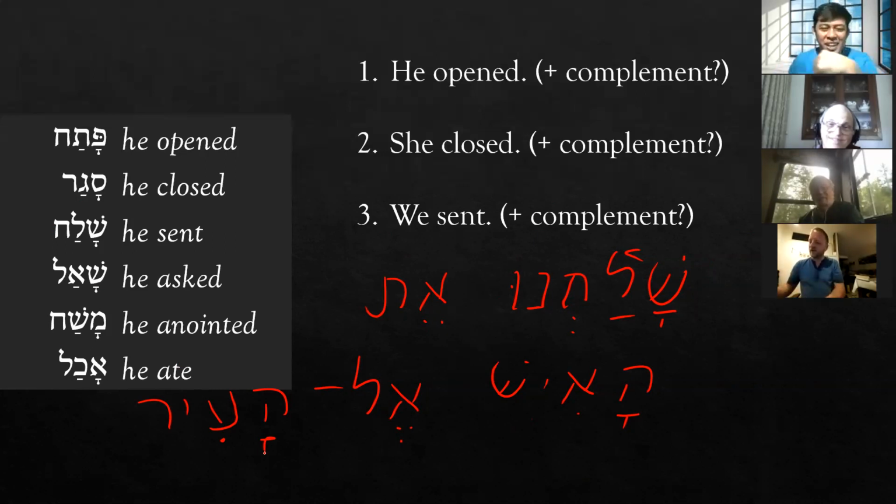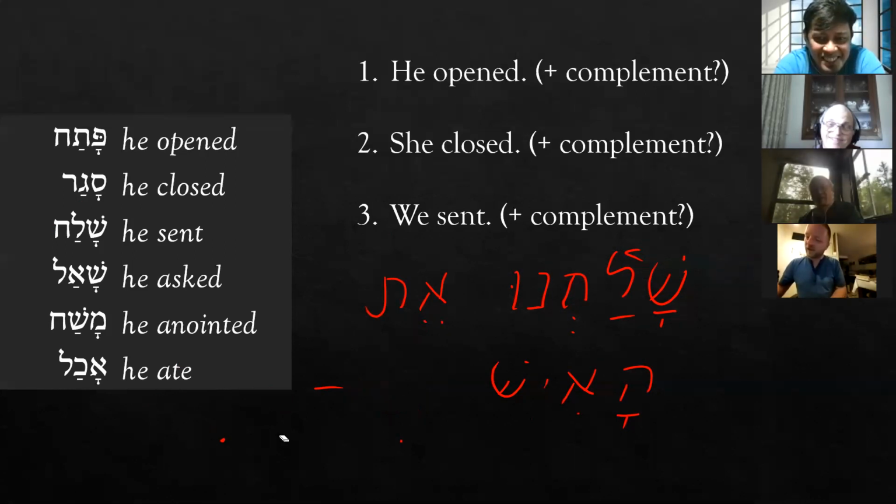This is a good practice. It's a good sentence. Shalachnu et ha'ish el ha'ir, or el Yerushalayim, to Jerusalem. Shalachnu, what did we send? If we already said the man, and now we don't want to say the man, we want to say him.